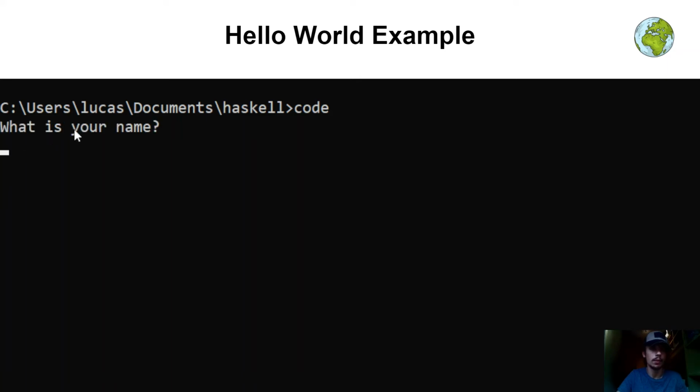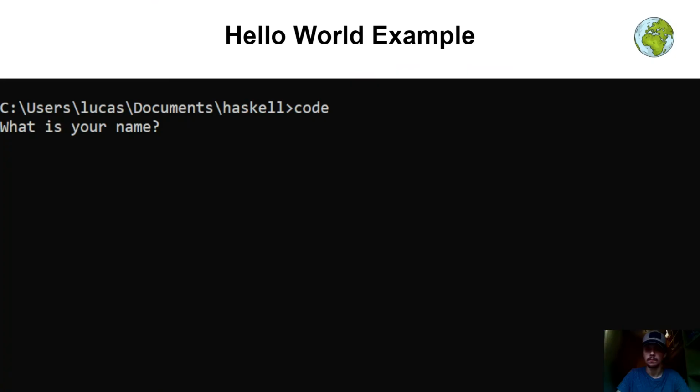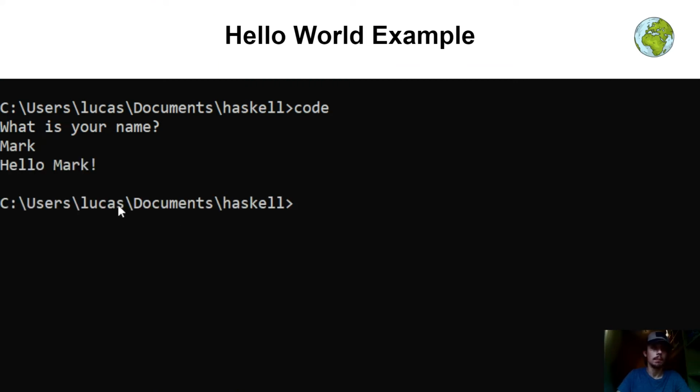So I have now the execution of the program. The first thing, as we know, is the printing of what is your name. Now Haskell waits for us to put an input. So in our case, let's just put that the name is Mark, okay? And then here it just prints hello Mark. So this works fine. So this was the example that we saw on the previous lesson.